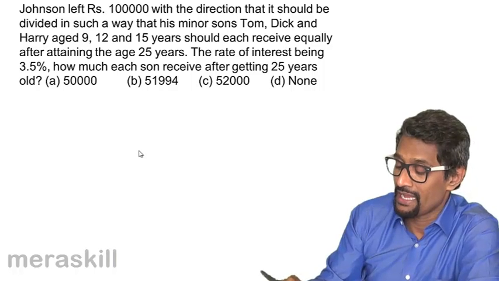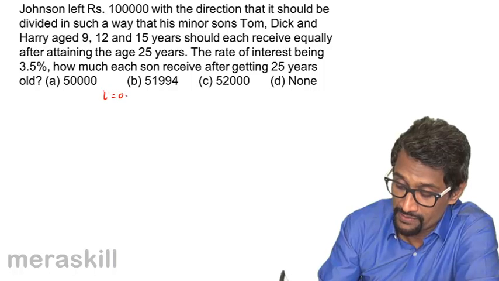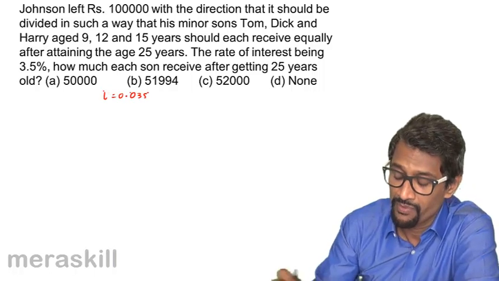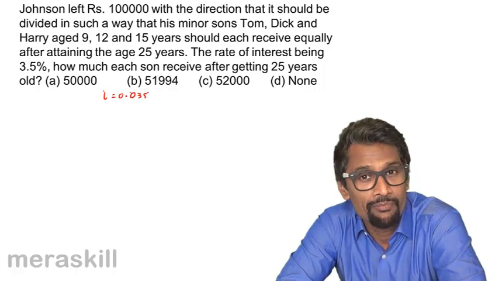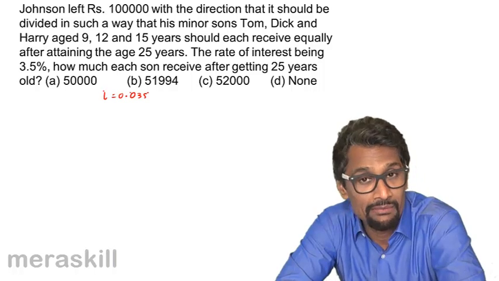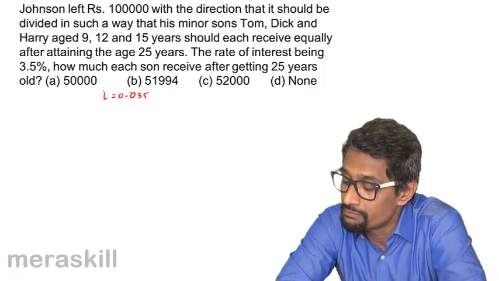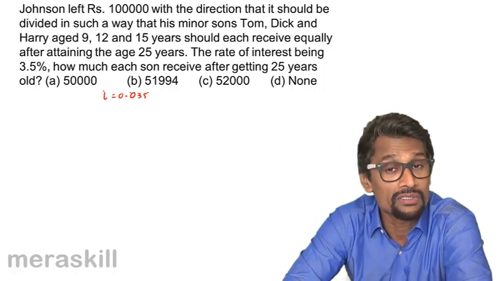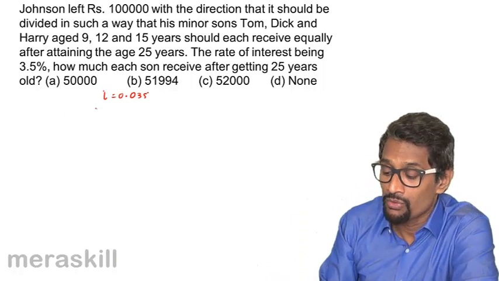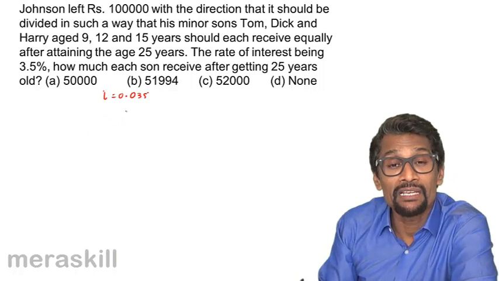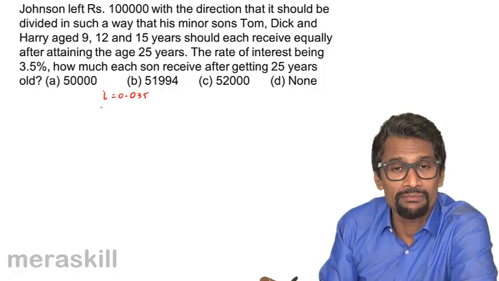So you have i as 0.035. Now, what does it mean? The 1 lakh is distributed into 3 amounts, A, B and C. A is deposited for Tom, B is deposited for Dick and C is deposited for the last person, that is Harry. The amount deposited is not the same, but finally when each one turns 25 years, the amount that each one of them gets is going to be the same.